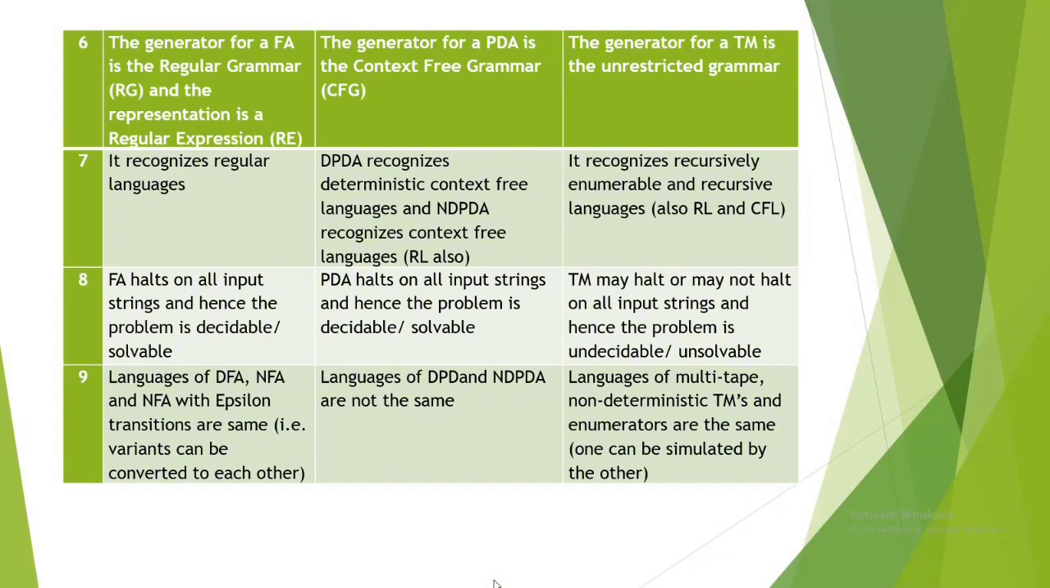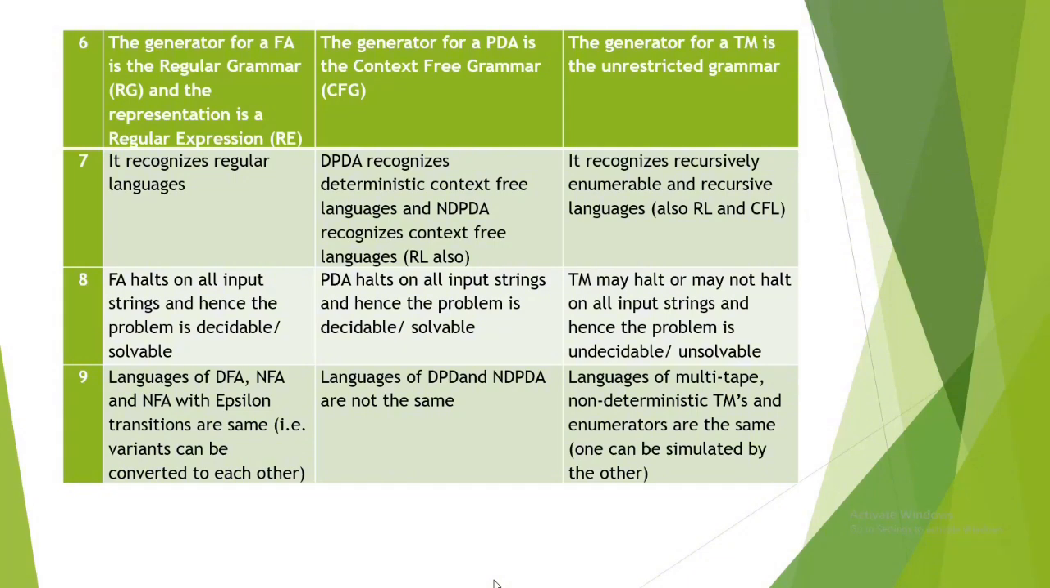The eighth difference: finite automata halt on all input strings, and hence the problem is decidable or solvable. In pushdown automata, it also halts on all input strings and is decidable and solvable. And in Turing machine, it may halt or may not halt on all input strings, and hence the problem is undecidable and unsolvable. The ninth difference: the languages of DFA, NFA, and NFA with epsilon transition are the same. But the languages of DPDA and NPDA are not the same. The languages of multi-tape, non-deterministic Turing machine and the enumerators are the same. One can be simulated by the other.